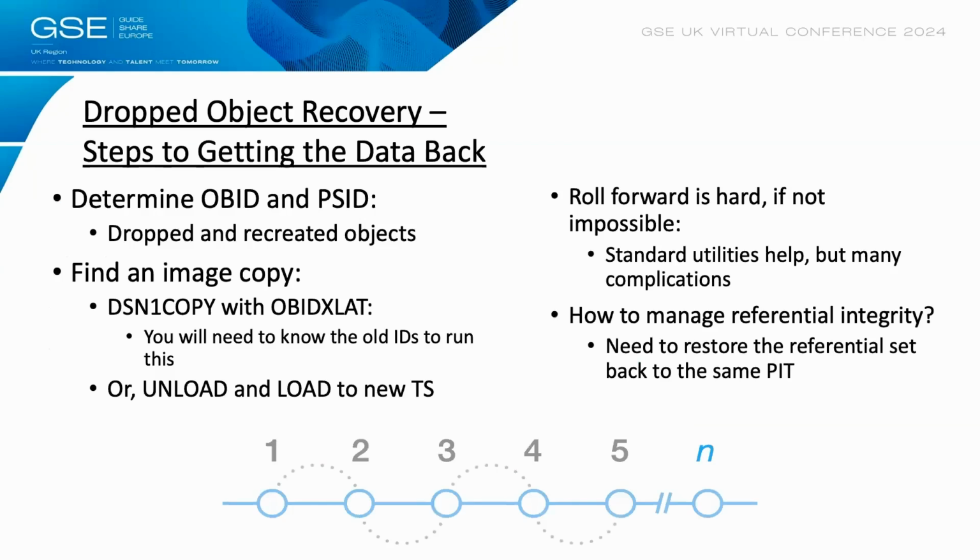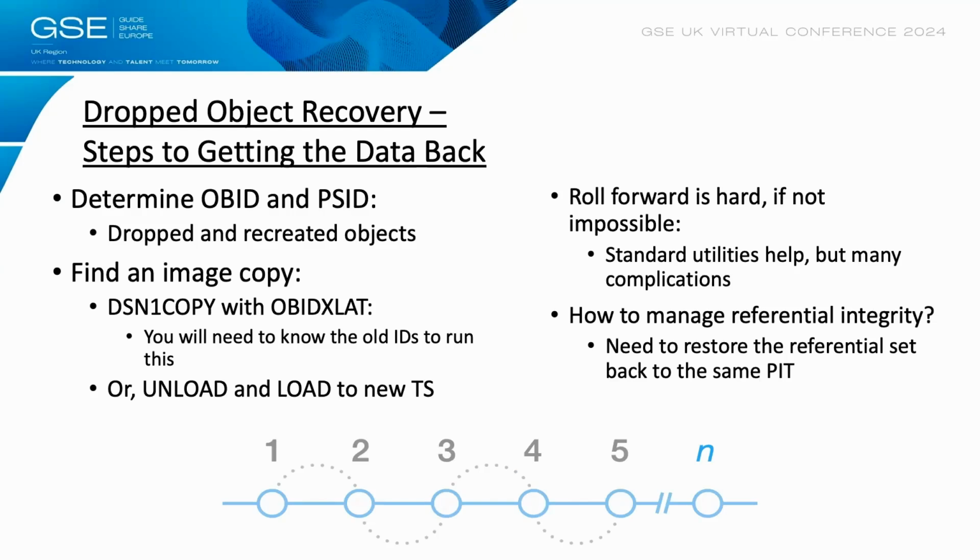So, a little bit more detail, not much more. You're going to determine the OBID and the internal identifiers. You're going to find an image copy. You could unload and load, and I was going to check this out to make sure I was right here. You can unload from an image copy if you've got the DDL for the object that matches the image copy. So if you've got the image copy and you've got the DDL, you could do an unload, and then you could load it into the new table space.